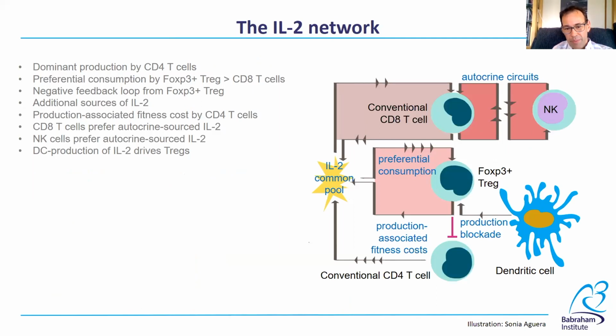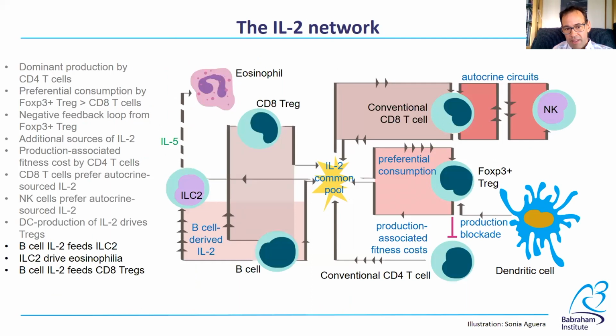So if we go back to this IL-2 network, we can now add a completely novel half of the network, and this is the B cell side. And when B cells make IL-2, they're excellent at feeding these CD8 Tregs because they're co-localizing in the B cell zone. The ILC2s also border the B cell zone, and they're responding to the B cell derived IL-2. And in turn, they can feed eosinophils via IL-5. So we now have a much more complex view of the IL-2 network and how it can respond to IL-2 from different cellular sources, different contexts.